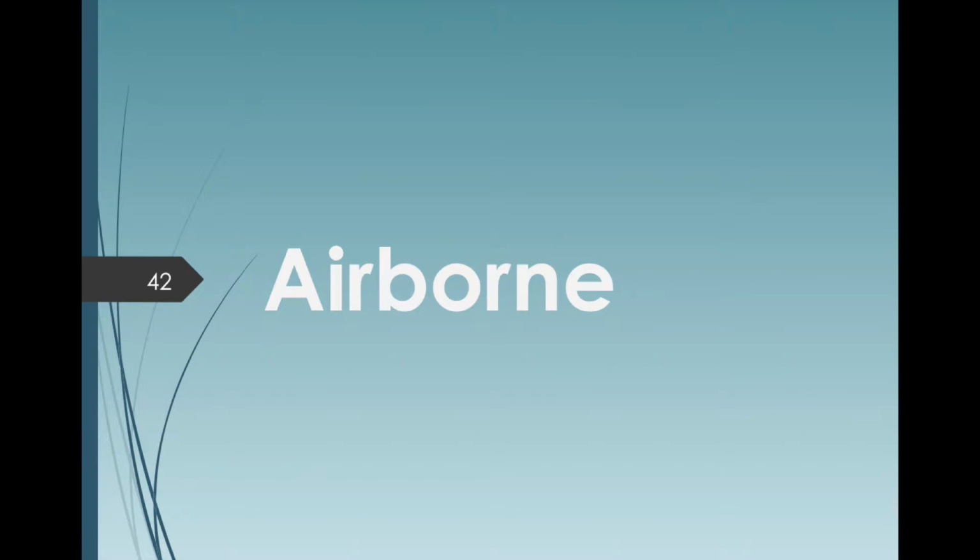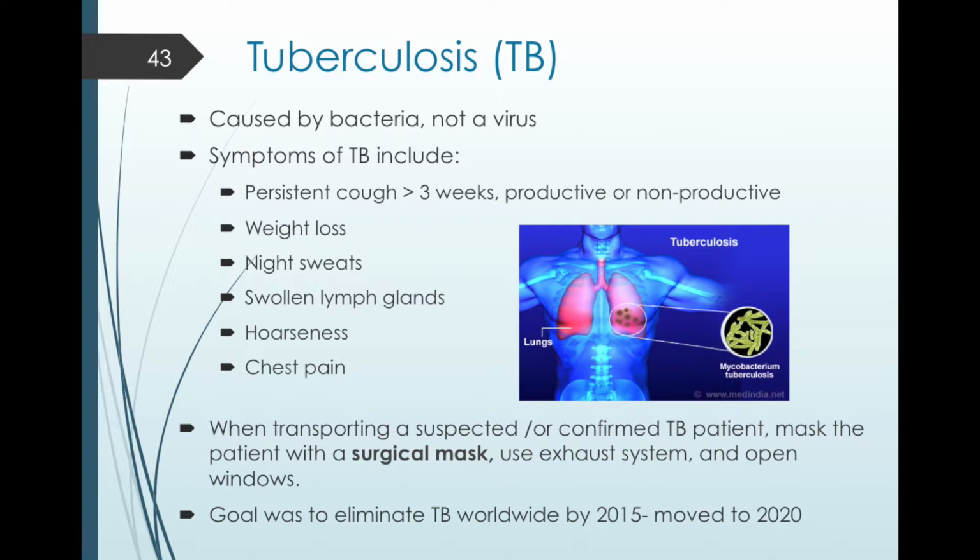Moving on to airborne. The first one is tuberculosis. This is caused by a bacteria, not a virus. Symptoms of TB: a persistent cough that lasts longer than 3 weeks. It can be either productive or non-productive. Weight loss: night sweats is a very classic one. Swollen lymph nodes, hoarseness, and chest pain.